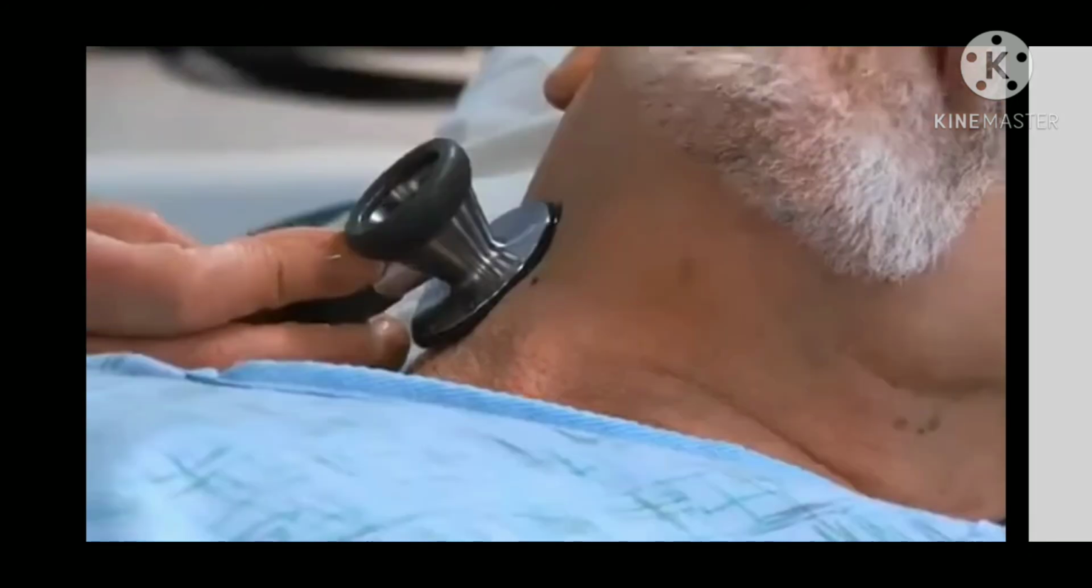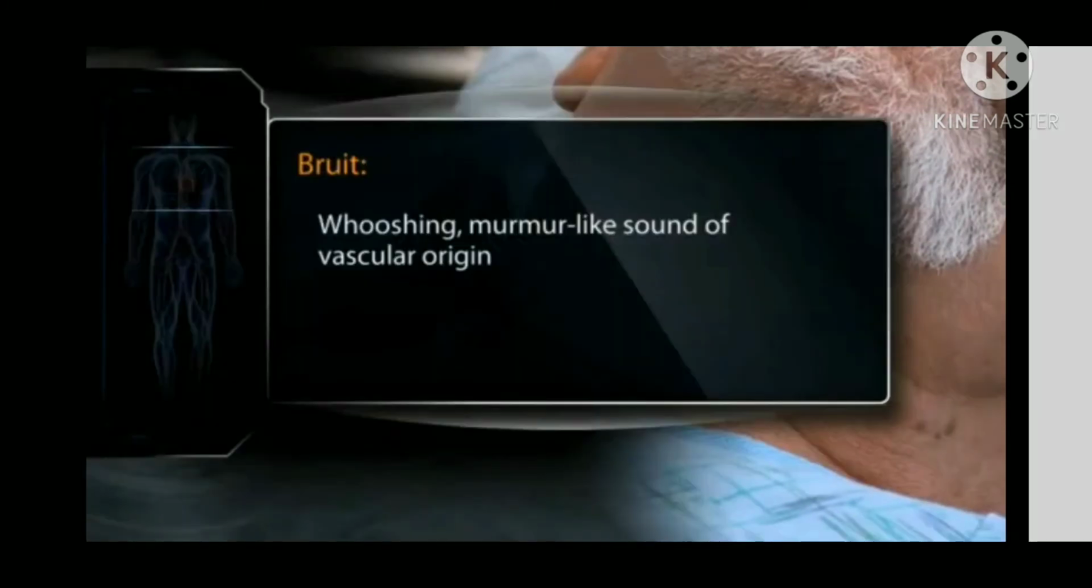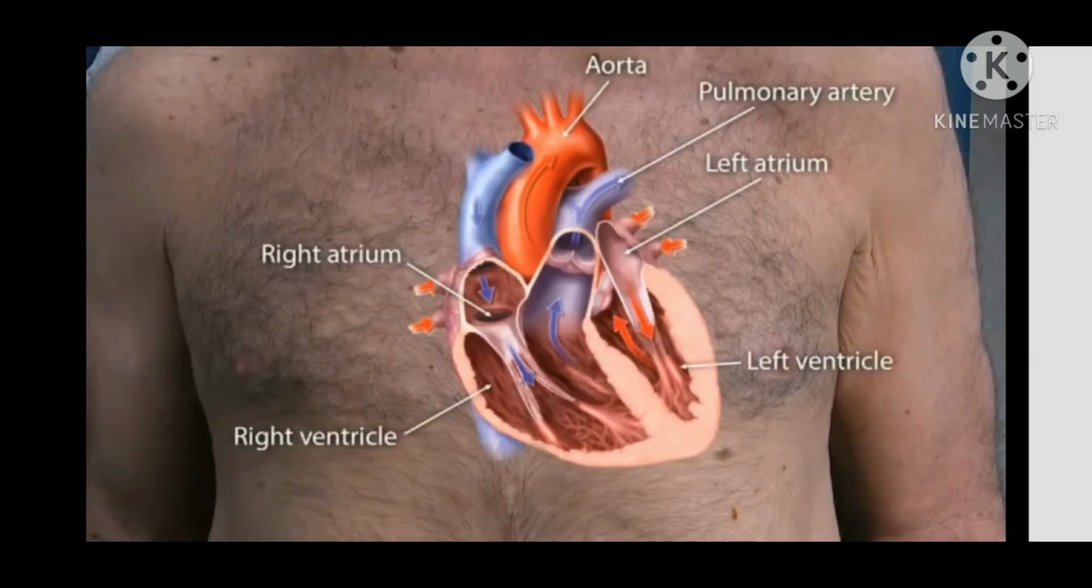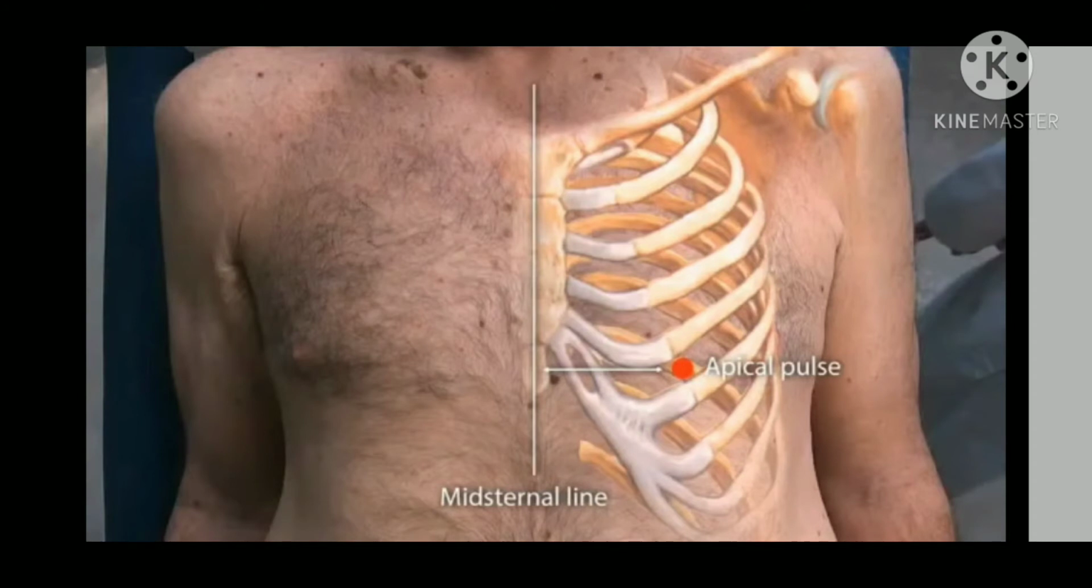Some examiners use the bell also. Ask the patient to hold their breath for a moment so breath sounds do not obscure the sound of turbulent flow. Listen for a bruit. Now turn to the cardiac examination and review the important features of cardiac anatomy.